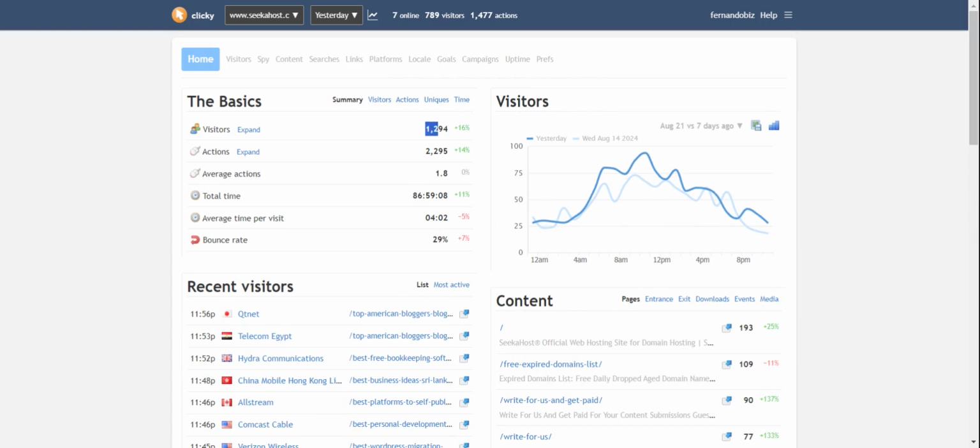Look at this one. Yesterday, 1,294 actual visitors came to the site, and the time spent was 86 hours. That many hours were spent on the site. Such a good thing. This many actions were taken on the site.